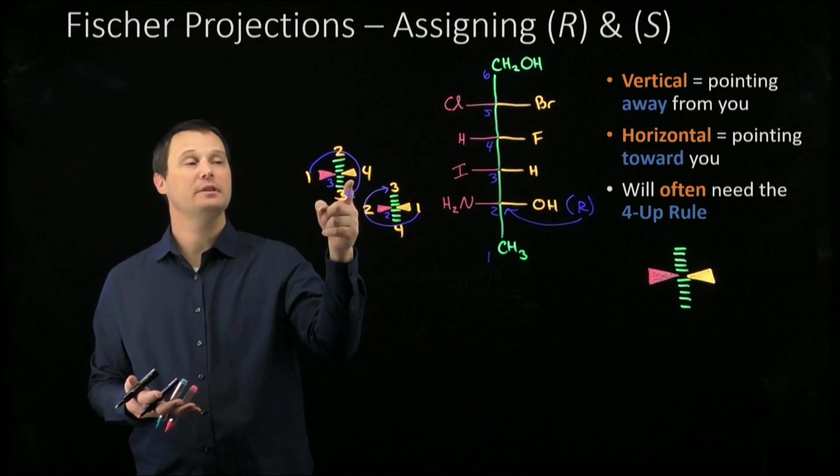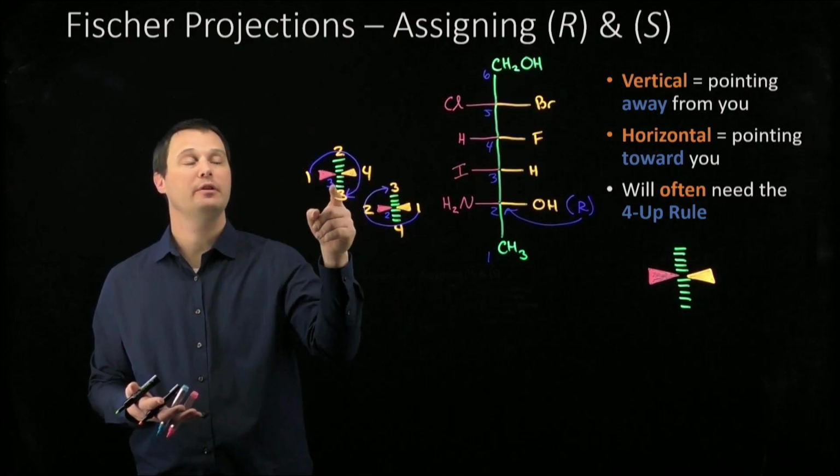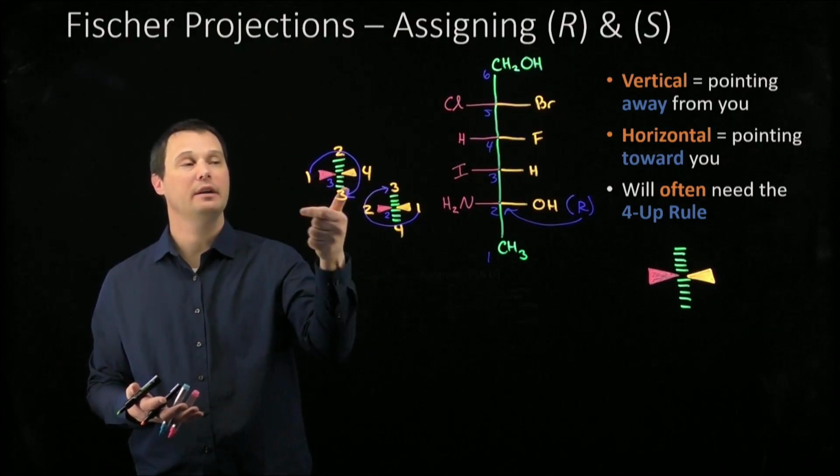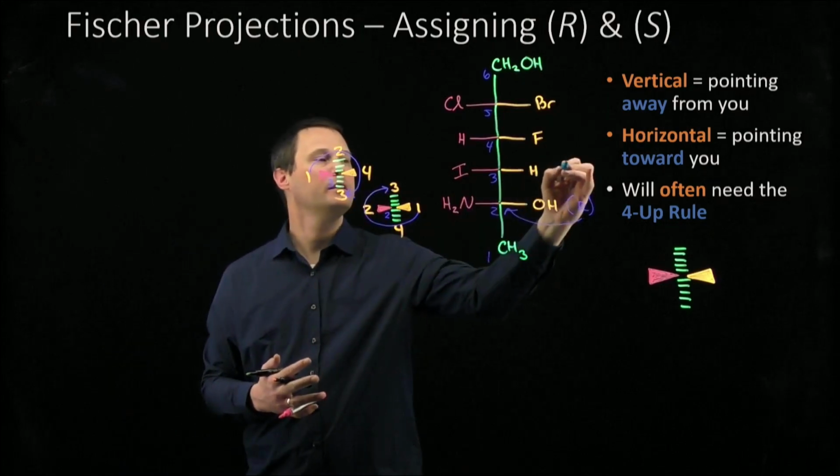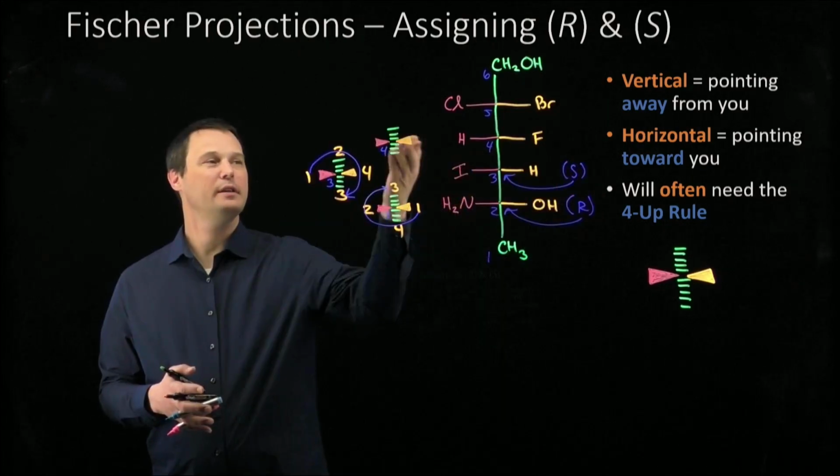But the 4 up rule says that when 4 is pointed towards you on a wedge, we flip our answer. So this clockwise circle for R gets flipped to S. This stereocenter is an S stereocenter. Time to move on to the next stereocenter.